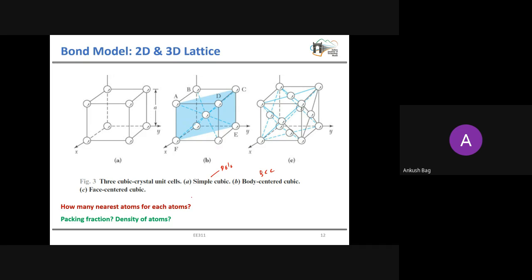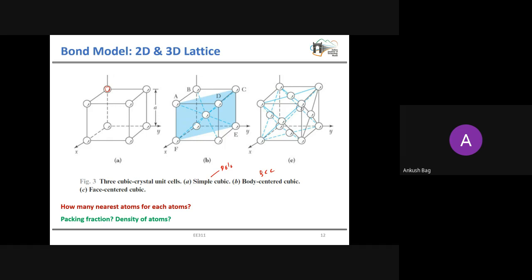Now the next query is how many nearest atoms are there for each atom. In case of simple cubic, how many nearest atoms will be there? Let's say this atom, how many nearest atoms are there? We need to understand this because, as you will see in the coming slides, it decides your semiconductor property, or eventually your material property.